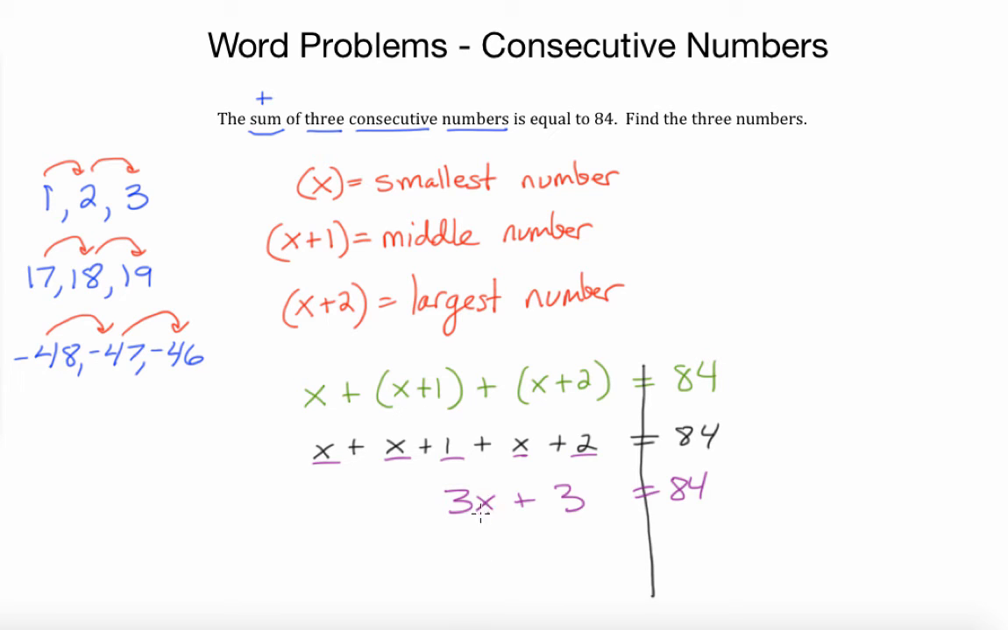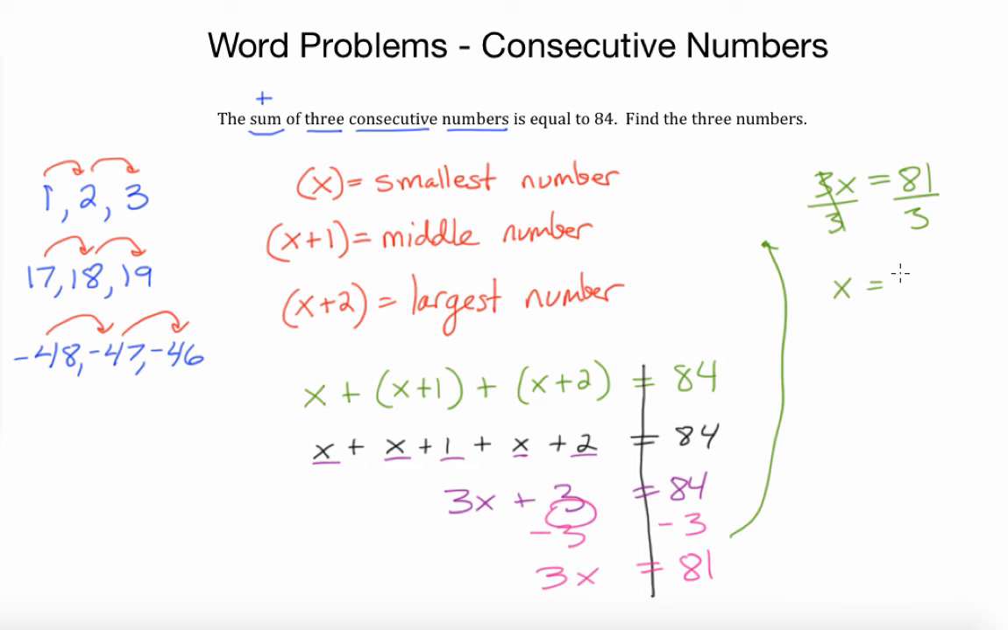All right, let's solve for x. Let's isolate it. I'm going to subtract 3 from both sides. That gets 0, so 3 times x is equal to 81. And for my final step, 3 times x equals 81, so I'm going to divide both sides by 3. That's the opposite of multiplying. And I end up with x equals 27.